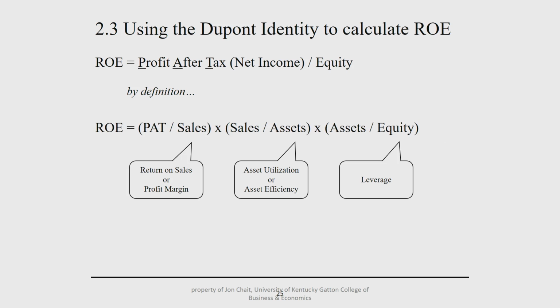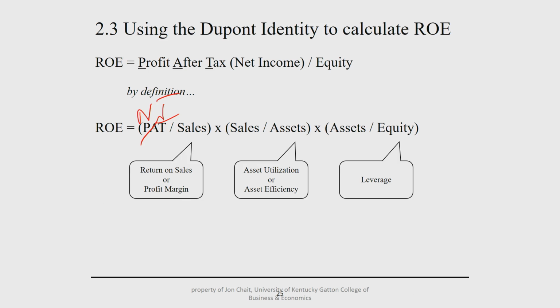And the DuPont formula is this formula. It's the NI divided by sales, or profit after tax divided by sales. I probably should have changed this slide, but I copied it from somebody else, a professor of mine, and he liked profit after tax. But NI divided by sales times sales divided by assets times assets divided by equity.